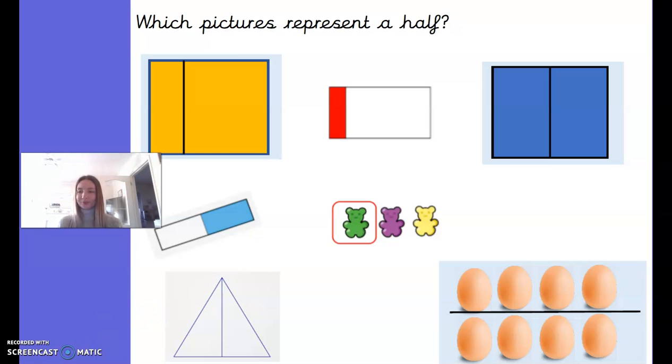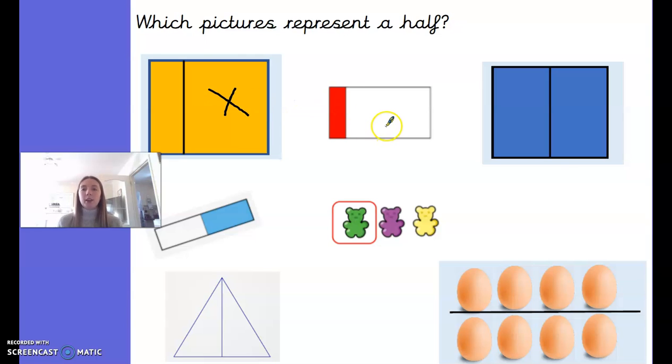Off you go. Okay, let's have a look at these pictures. Remember, if something is a half, it must have 2 equal parts. So a half is only if the parts are equal. So if we start with the square, I can see it's in 2 parts, but this doesn't mean that it's half because my parts are not equal. So the square is not representing a half because the 2 parts are different sizes. They're not the same. They're not equal.